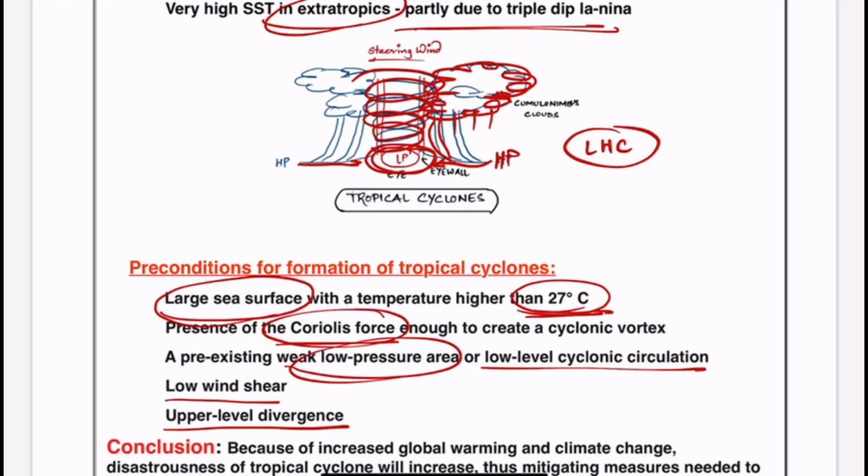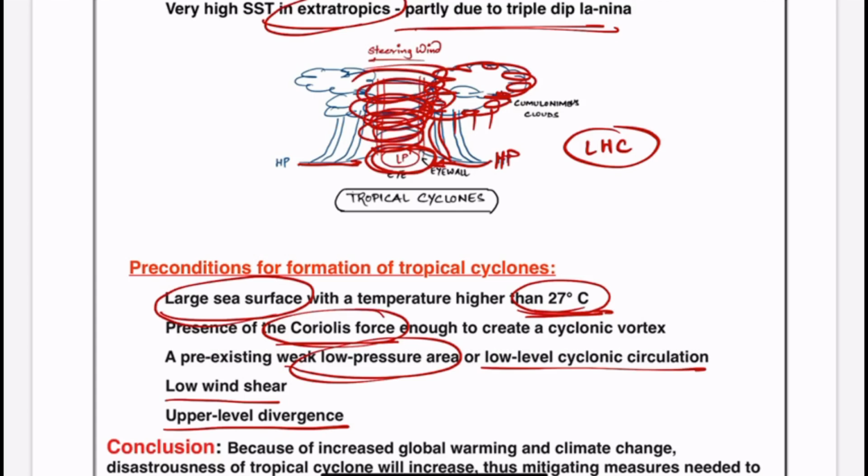Now, what is wind shear? Wind shear is basically the difference in the velocity as we move towards the upper level of the atmosphere. Now, if the difference in velocity is less, then the cyclonic vortex will be able to sustain, and hence the cyclone will be able to sustain.